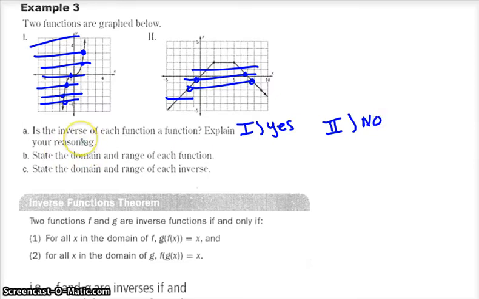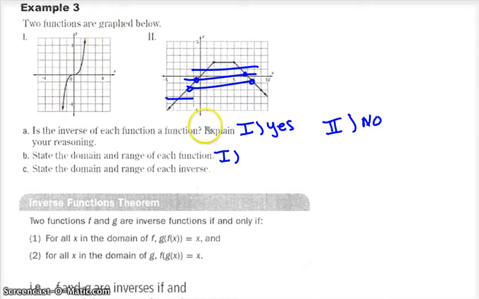How about the domain and range? All right, for the first one, my domain, and let's clean it up a little bit. My domain, you can see, it'll keep expanding all the way negative, keep expanding all the way positive. So my domain is all real numbers. My range, because that graph extends all the way positive and negative, will be all real numbers.